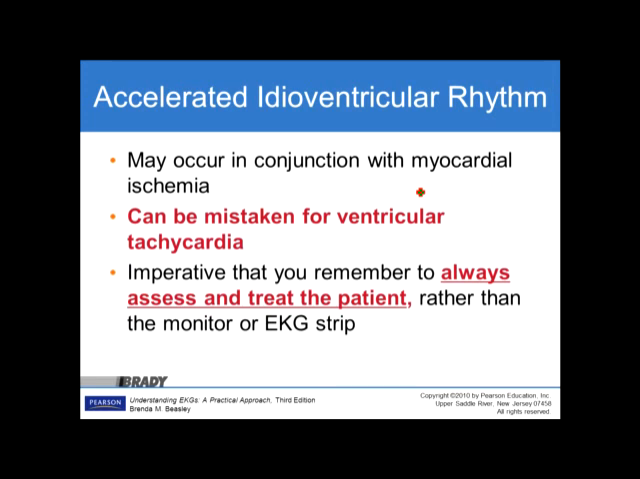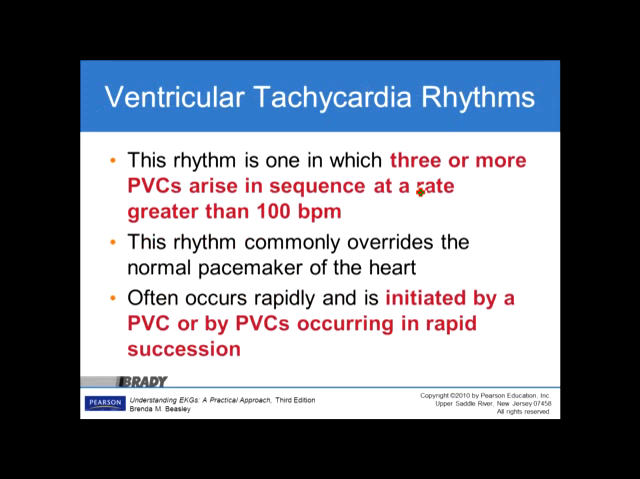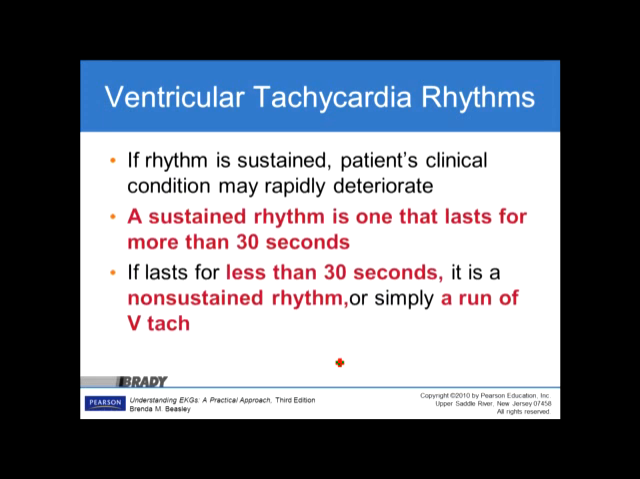Now this rhythm is one in which 3 or more PVCs arise in sequence at a rate greater than 100 beats per minute, and this one up here is going to be VTAC. We've changed rhythms. This rhythm commonly overrides the normal pacemakers of the heart, often occurs rapidly, and is initiated by a PVC or by PVCs occurring in rapid succession.